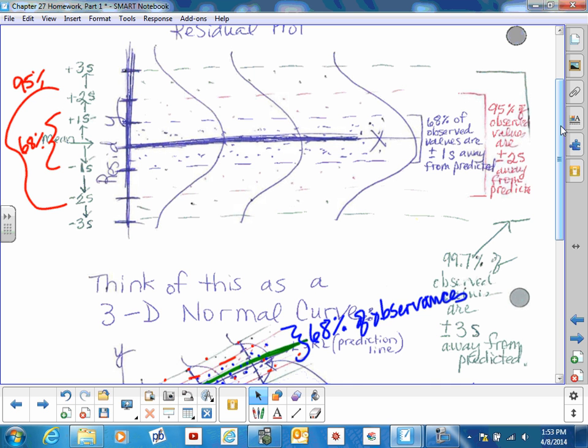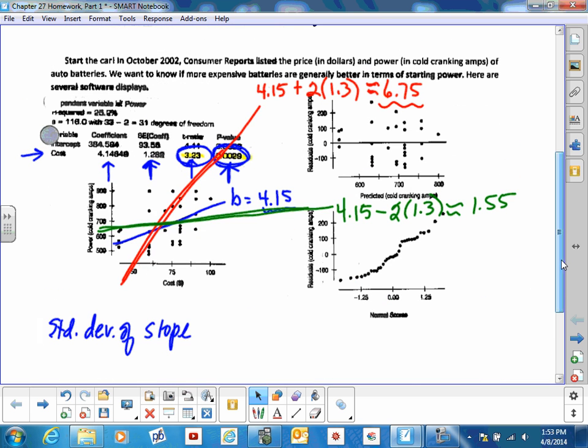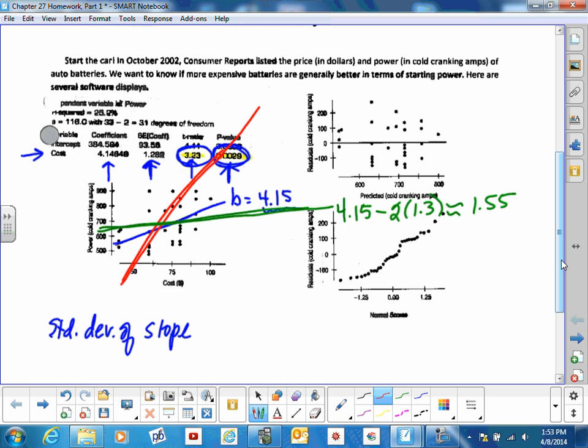I've got 3 minutes, so on this front here, here's what it looks like with this particular problem. This is a problem about the cost of a battery and its power in amps. Do you ever wonder if a battery is more powerful because it costs more? I do, because I go to the store and I'm like, why is this one more? Well, I wonder if it's going to last longer and actually be more cost effective. So look here. Here is your prediction line.